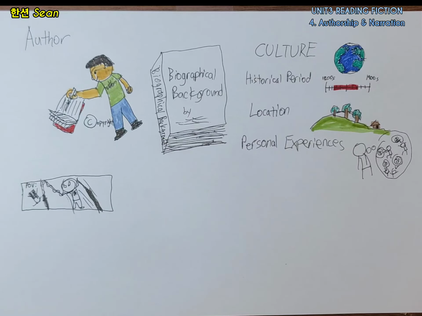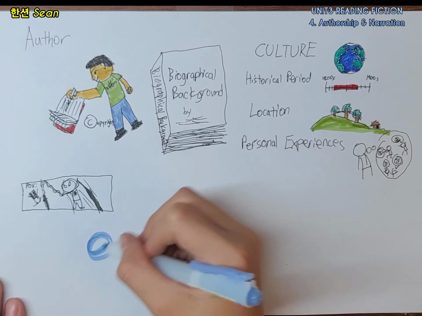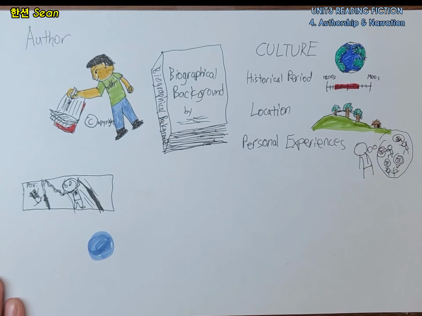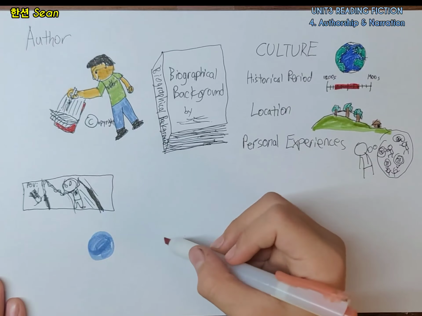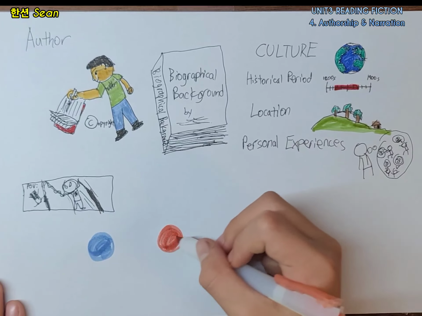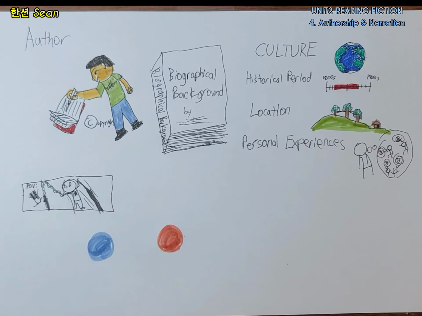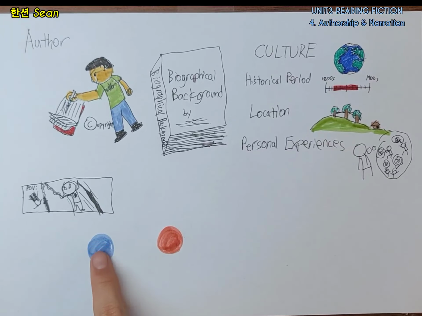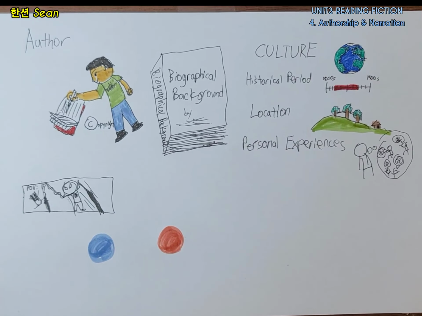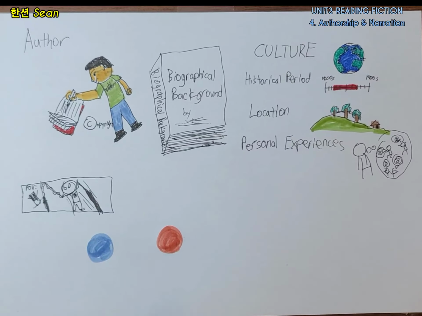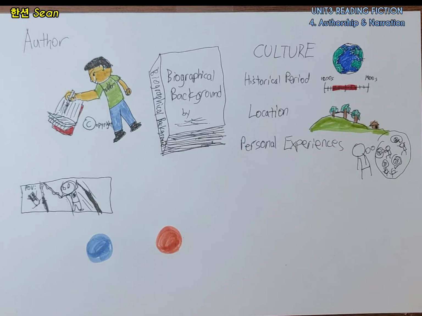Let me give you an example. Let's say there were two countries, the blue country and the red country. If a poet grew up in the blue country, what might this poem be like? If the playwright grew up in the red country, then there are literally different perspectives. Let's say the blue country invaded the red country, and people start writing about the invasion.